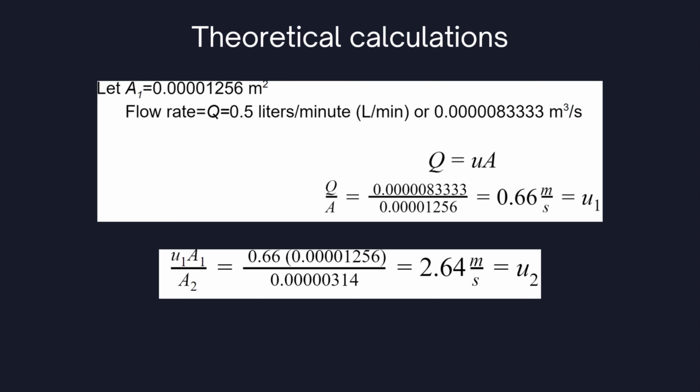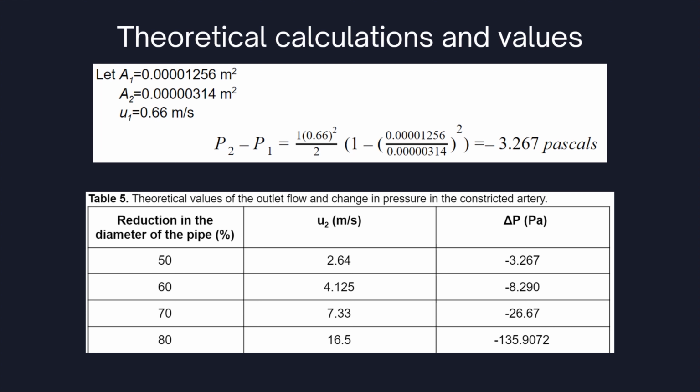Now the sample computation to calculate the change in pressure in the constricted artery is shown here. We have the values for A1 and A2, and we also have the value for u1. Therefore, we can calculate the value of P2 minus P1 or delta P, which is the change in pressure. And here we have a value of negative 3.267 pascals, which indicates a decrease in pressure. These calculations quantitatively validate Bernoulli's equation in explaining the impact of stenosis on flow rate and local pressure within the vessel. Given these theoretical values, an increase in the velocity of the fluid at one point in the segment is associated with a reduction in diameter.